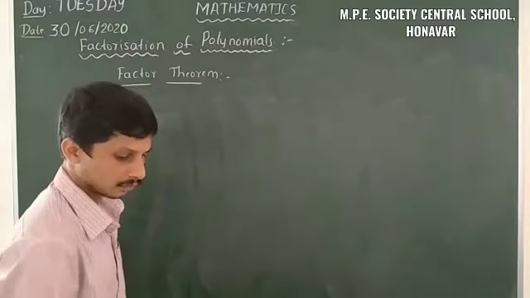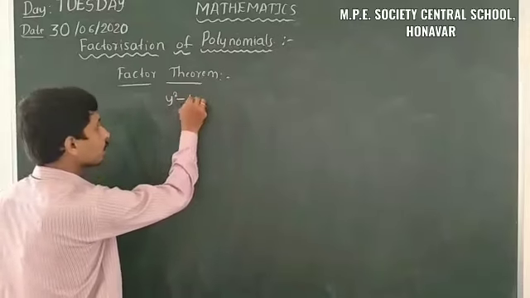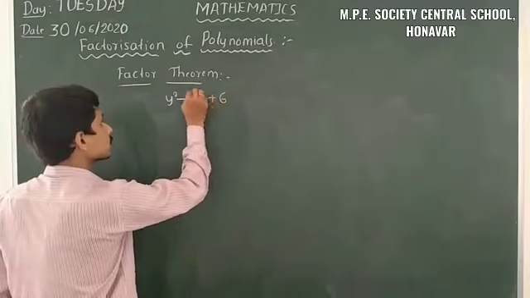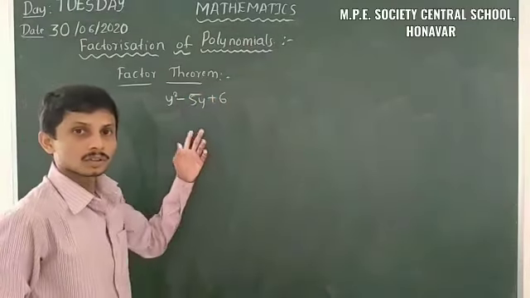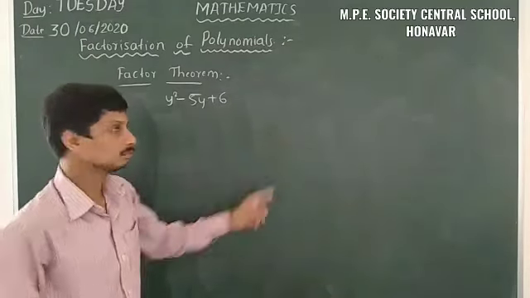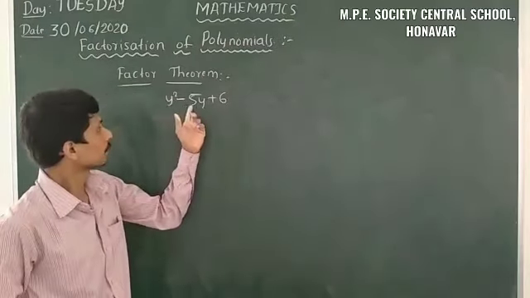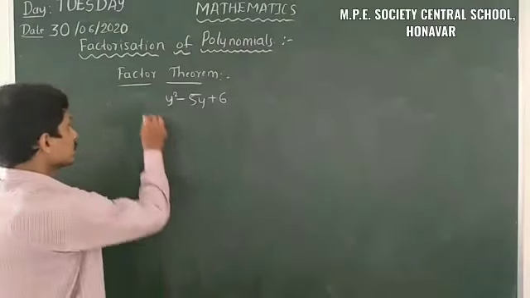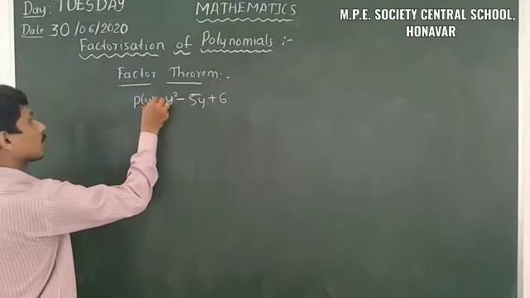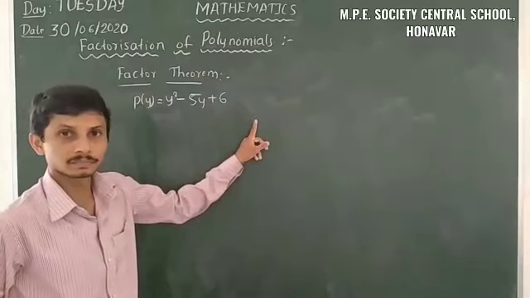So I will take y² - 5y + 6. So we have to find out the factors of this polynomial. Find the factors of this polynomial, y² - 5y + 6. I will take it as p(y) = y² - 5y + 6.